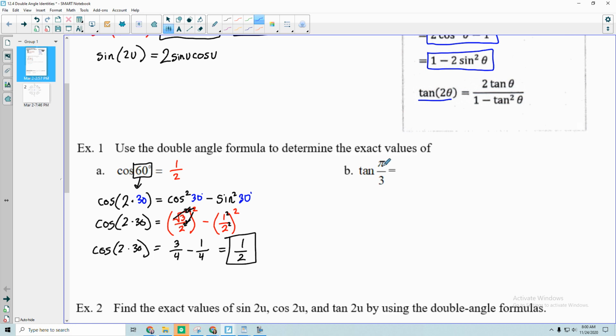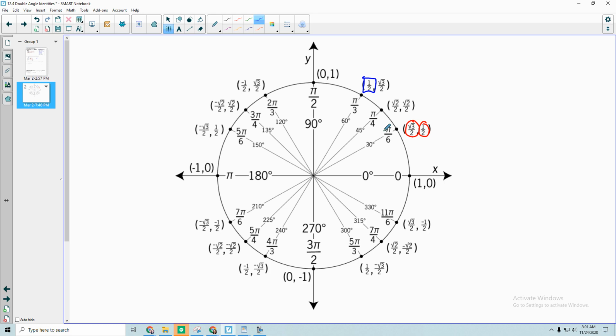So again, I try to think of anything in radians when I see it as just a fraction without the pi there. So I think of this as 1/3. So how could I rewrite 1/3? How could I rewrite 1/3 so that 2 times something gives me 1/3, or pi thirds? So that would actually be 1/6 or pi over 6.